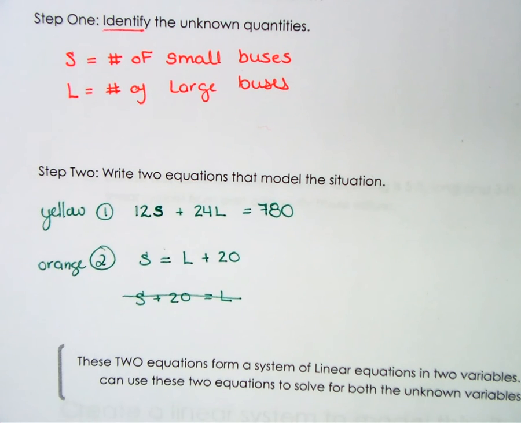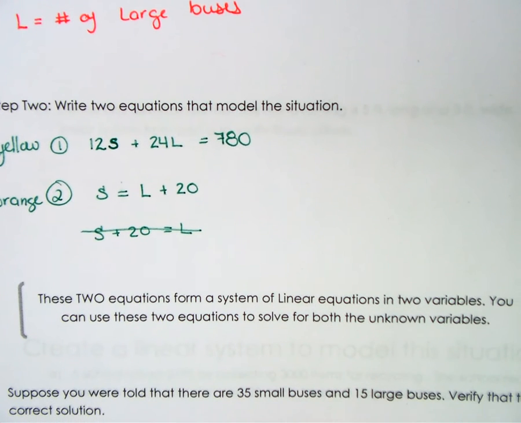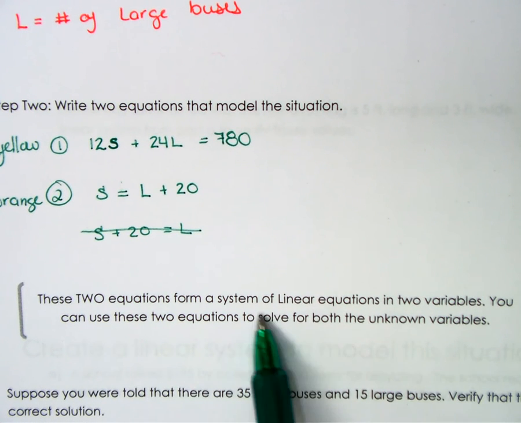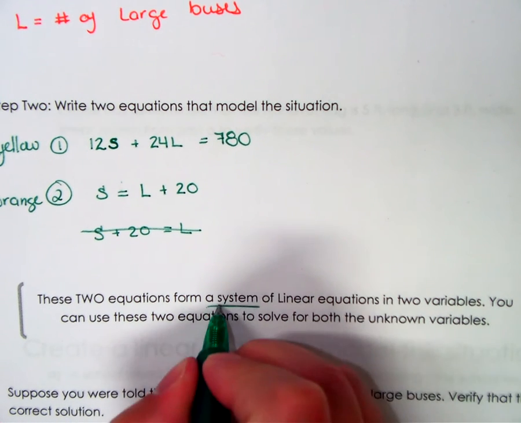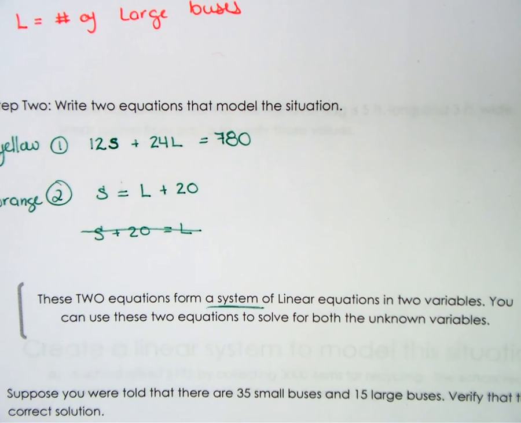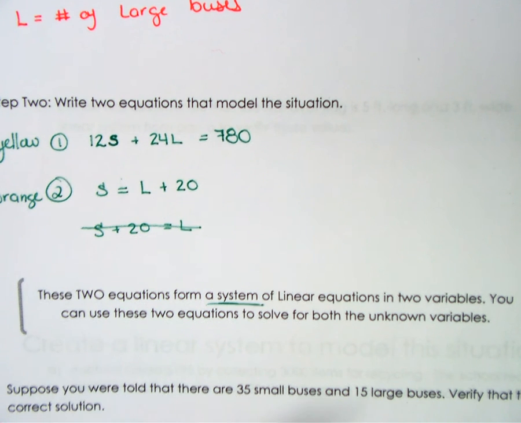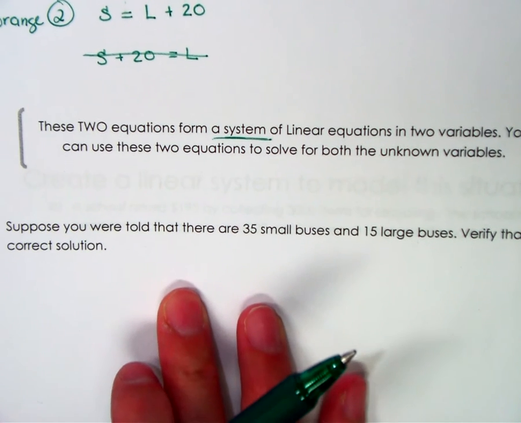Okay, so you have created a system. Well, we created it together. So these two equations form a system of linear equations, so two variables. You can use these two equations to solve for both the unknown variables. We're going to do that next week. We're not there yet.